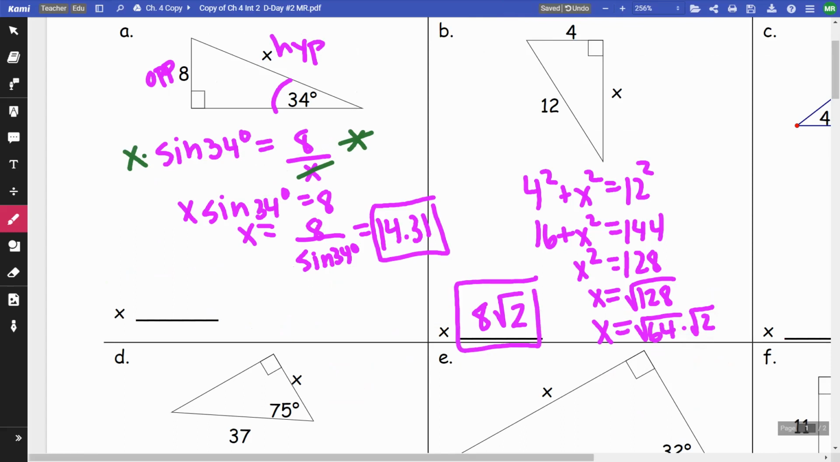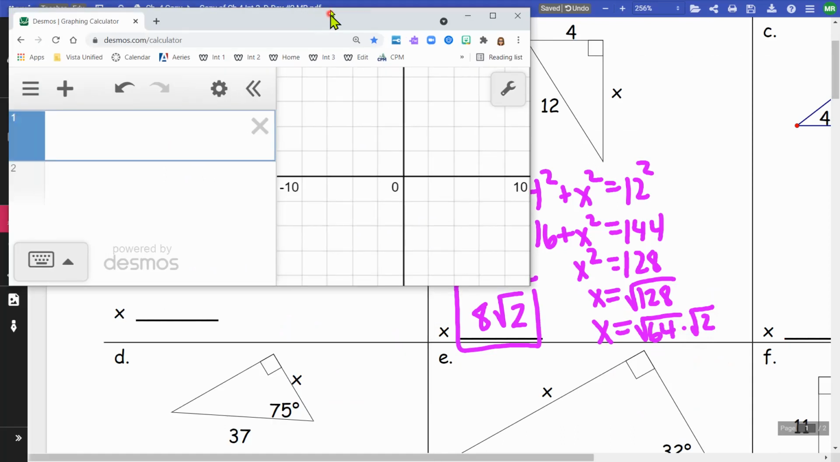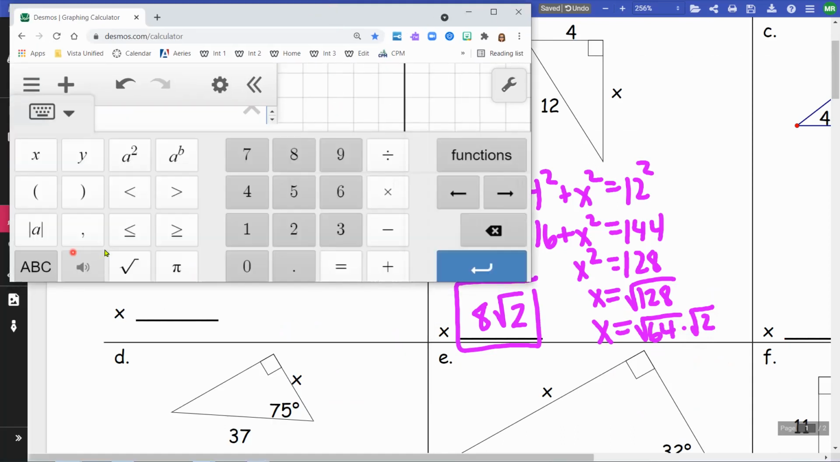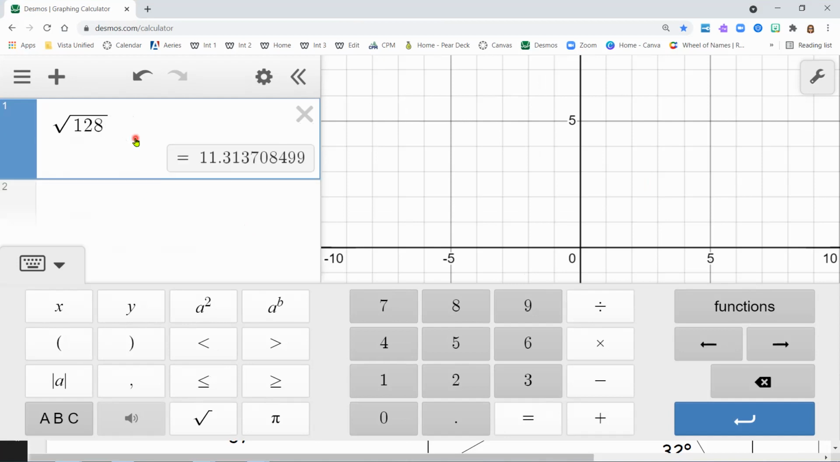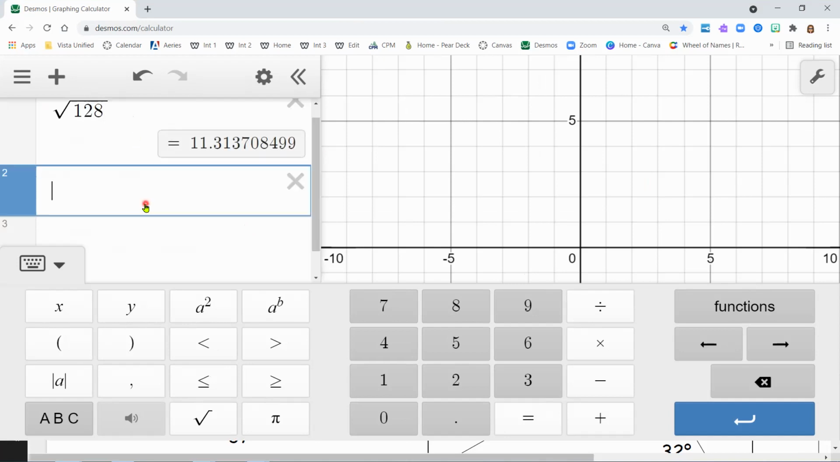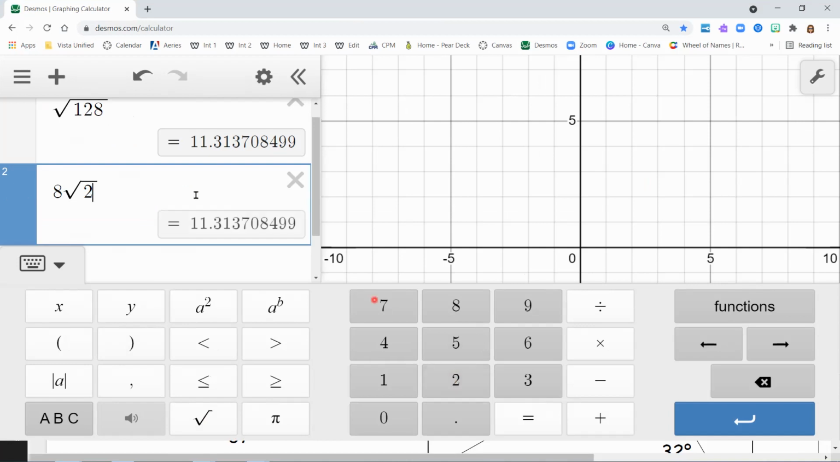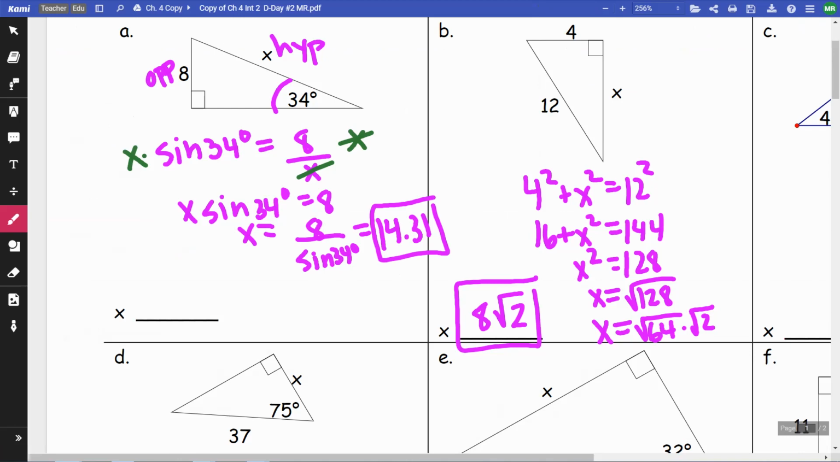Okay, or if you're putting it in your calculator, and we're working this out. Let me just move this here. And I'm going to do the square root of 128. The square root of 128 is 11.31. If I do 8 square root of 2, you see that's the same thing. So 11.31, or 8 root 2 is the exact.